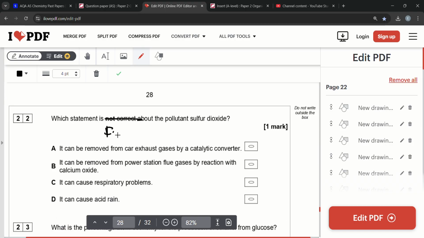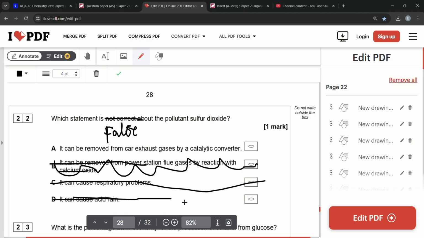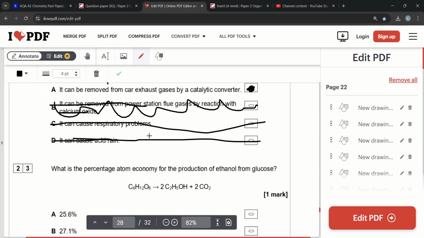Which statement is not correct? I really like to say false. Which statement is false about the pollutant sulfur dioxide? It can be removed from car exhaust gases by a catalytic converter. It can be removed from power station flue gases by reaction with calcium oxide. That is definitely true, I remember that. It can cause respiratory problems. Yes. It can cause acid rain. Yes. Causes acid rain and respiratory problems. Can be removed from car exhaust gases by catalytic converter: no, that is nitrogen, it's not sulfur dioxide, that's for sure. I think it's nitrogen dioxide or something.